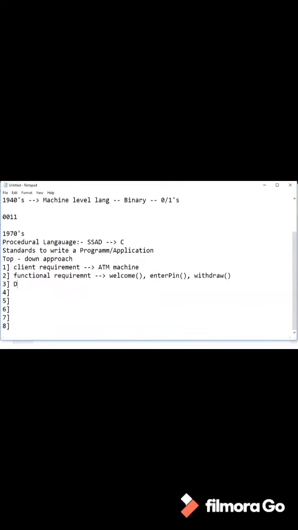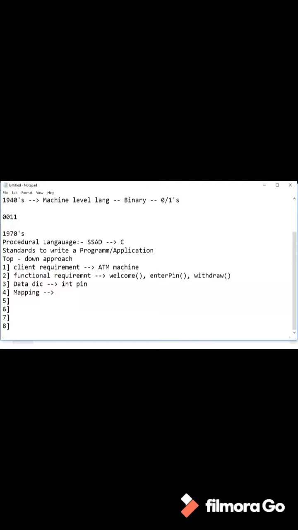Once you get the functional requirements, then understand the data that is required. A data dictionary stands for the variables that you will be using in your application, maybe an int for the PIN number. To enter a PIN, you will require a data type, right? What data will you be using in your application? The glossary of your application.